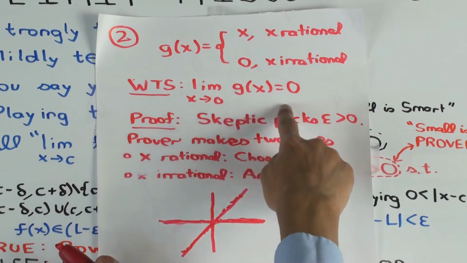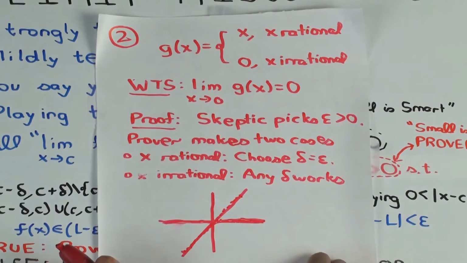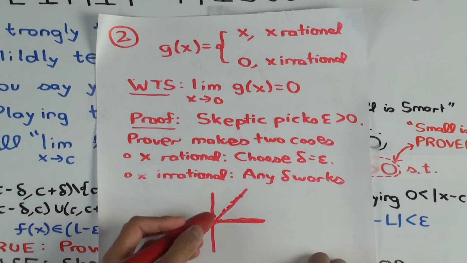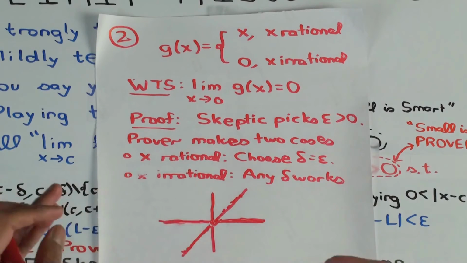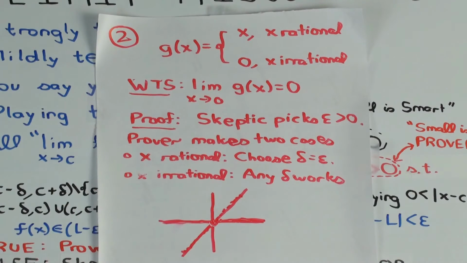So just intuitively, do you think the statement is true? As x goes to 0, does this function go to 0? Yes, because both the pieces are going to 0. That's the intuition.